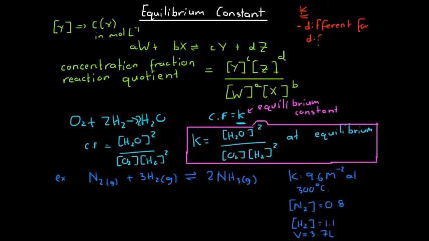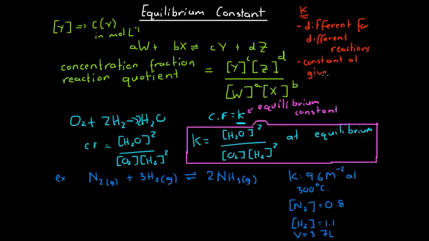It's different for different reactions, so we need to calculate it uniquely for every reaction. Also, it is constant for a reaction. That's why it's called the equilibrium constant at a given temperature.